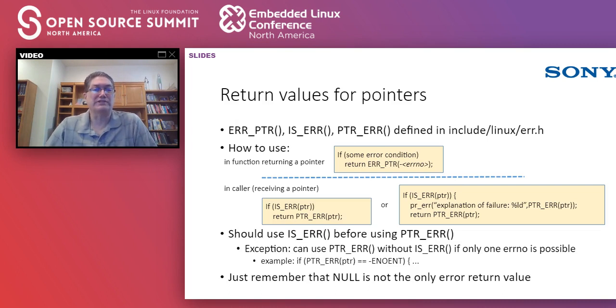And then for return values for pointers, you use three macros: ERR_PTR in the function that's returning the pointer, and then IS_ERR and PTR_ERR. These are all defined in include/linux/err.h. It's pretty easy to use. If you have an error condition, instead of returning NULL, if you need to give an errno back, you just return ERR_PTR with minus errno. Then the caller, the routine receiving the pointer, should check that the pointer is an error with IS_ERR. If you need to convert that back into an errno for whoever called you, you use PTR_ERR. You can also use PTR_ERR if you need to use that code in a printk.